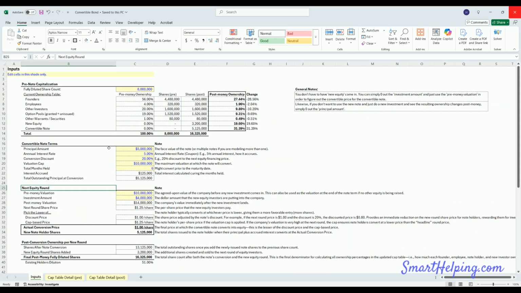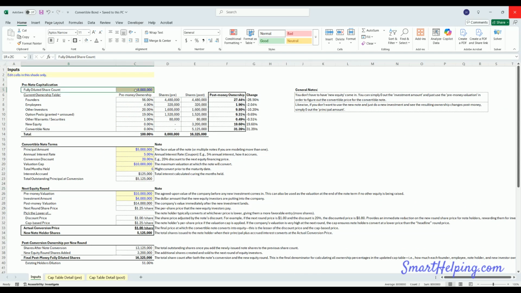So you've got fully diluted share count, 8 million shares. Now of that 8 million that exists, and this is before the convertible note is issued, this is before the next equity raise. So we've got 8 million shares. Here's the ownership of the founders, employees, other investors, option pools, other warrant securities, and new equity and convertible note will be what's added in the future. And note you don't have to have both new equity and a convertible note. You could have one or the other.